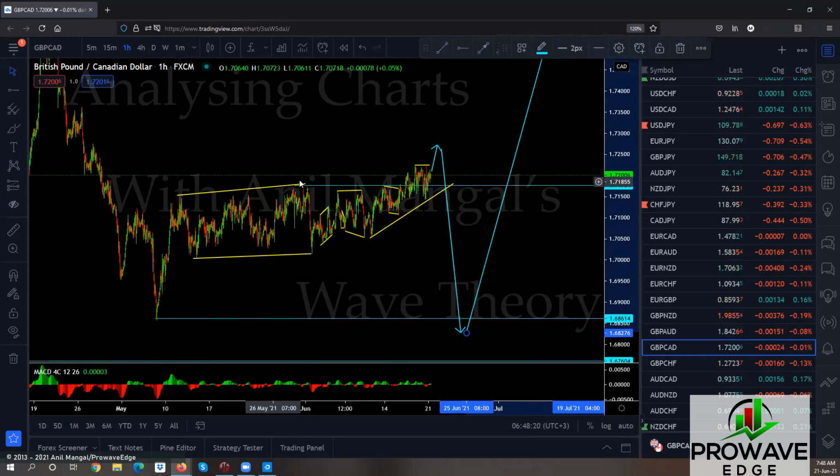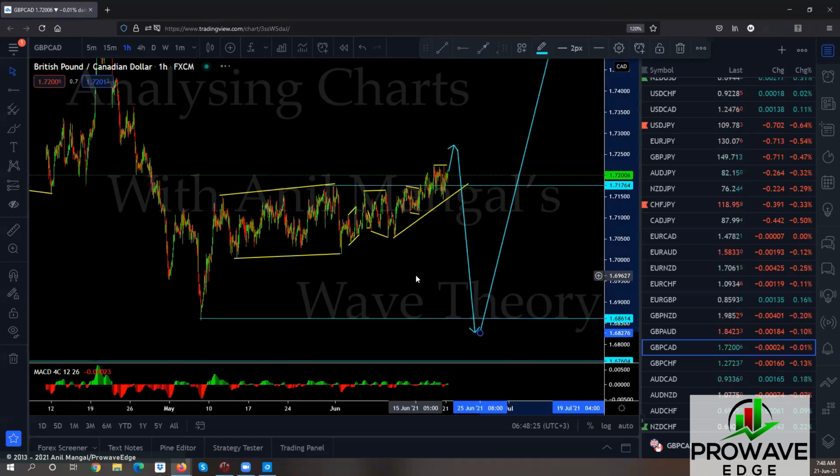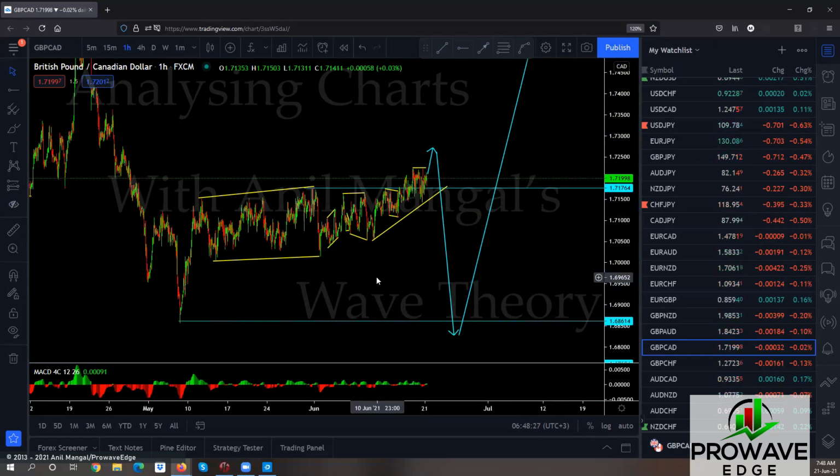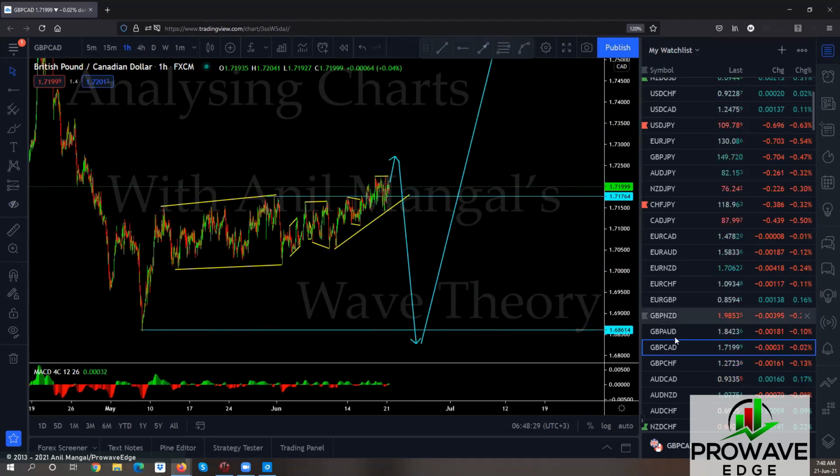Because the pattern we were looking for here last week didn't play out. So no problem. We're not worried about that. It's a different pattern. We just relook at it and then wait for the trade setups.